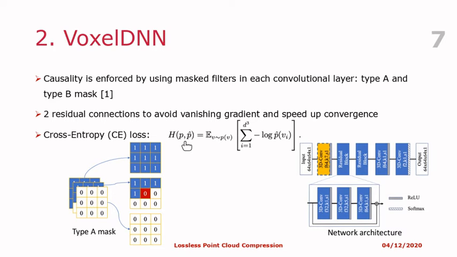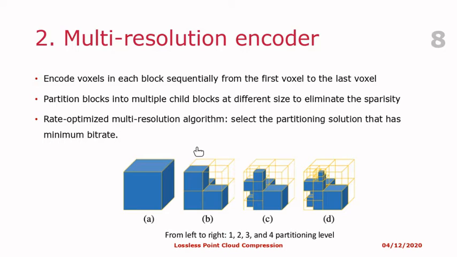So we have the probability distribution of each block. From the first one to the last one, our encoder will encode from the first voxel, and every time a voxel is encoded, it will be fed back to the input to predict the distribution of the next voxel, and we will encode the next voxel using that distribution, and so on.